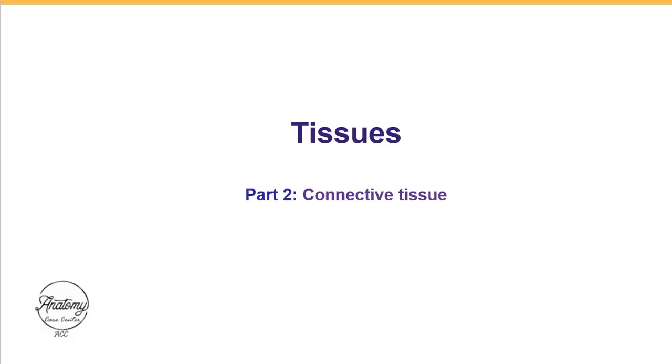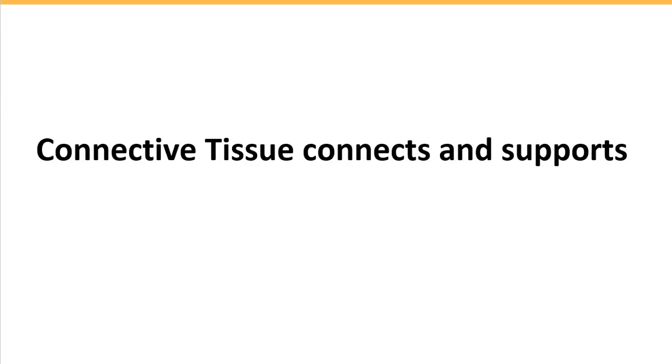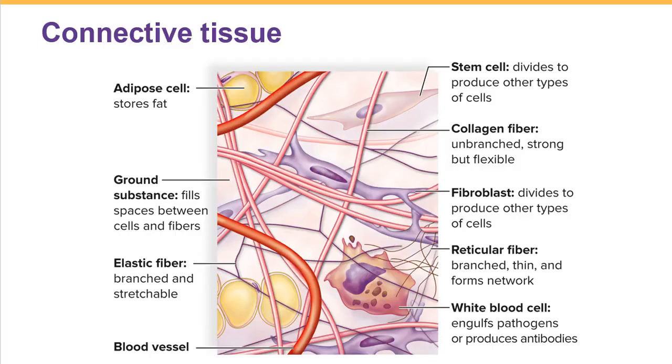Hi everyone, in this short video we're talking about the connective tissue. Connective tissue is one of our main tissue types in the body. Tissue is a collection of cells working together, and we have four major tissues in our body: epithelial tissue, connective tissue, muscle tissue, and nervous tissue. Connective tissue is the tissue that connects the other structures together or binds and supports the body parts. So let's see what the structure of connective tissue is.